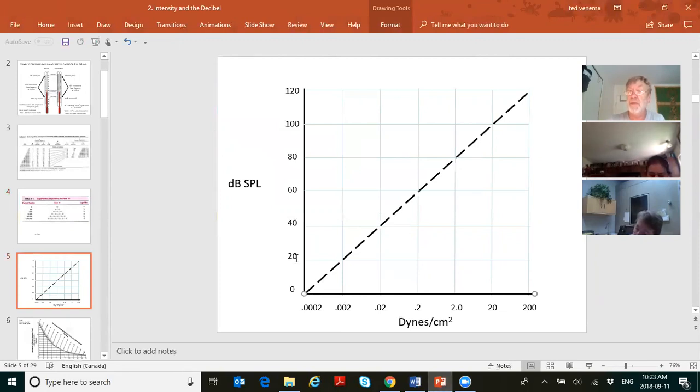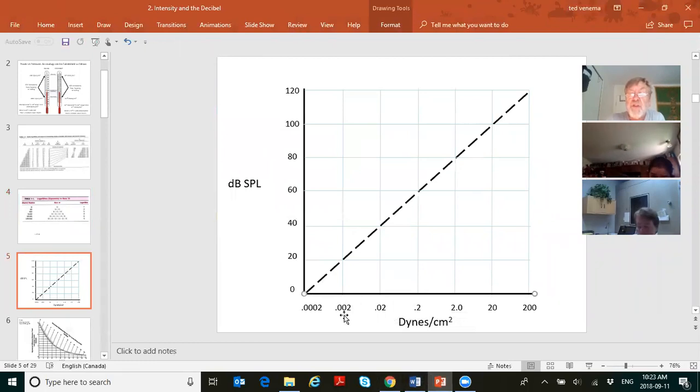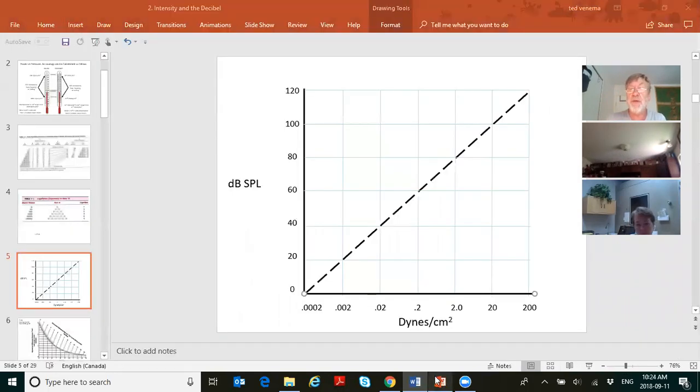20. Okay? In other words, when we put 0.002 as the sound pressure right here, if that was the pressure we had, then what is that in decibels? What is the decibels SPL of that pressure? It's 20. The graph shows it just visually, but the formula shows how we got there. You put 0.002 over 0.0002, you did the division, you got 10. What's the logarithm of the number 10? 1, and 20 times 1 is 20. And that's how we got from here to here.